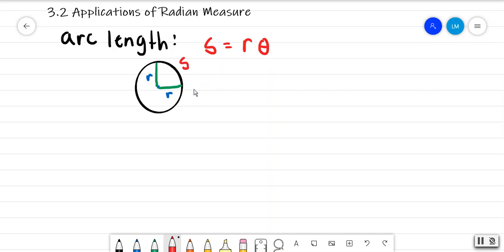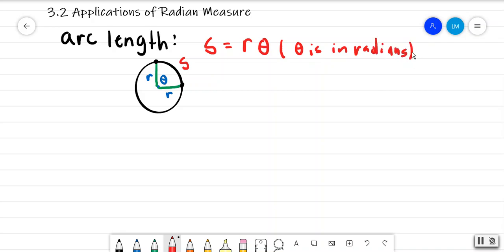Now s is basically the measure of the curve from where the ray intersects the circle, so right here and right here. The value of the angle would also have to be indicated, so let's say that's theta. If this was 90 degrees, then theta would be 90 degrees, but in radians. So you'll need to note that theta is in radians.